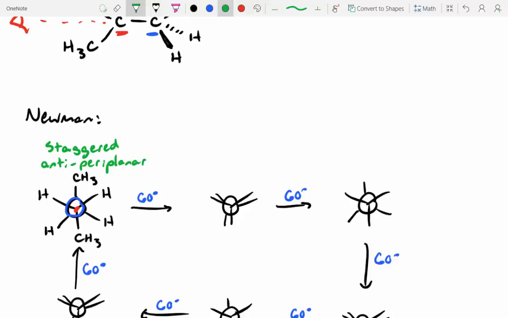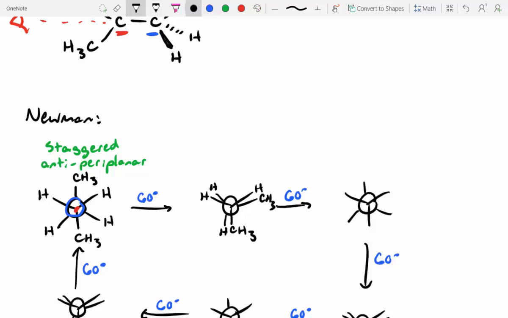Now if you notice, I'm holding my front carbon static. That means that intersection point's staying the same, and I'm just going to spin that back carbon around. If we look at it like this, I'm going to rotate it 60 degrees, and we're going to form an eclipsed conformation. I've got CH3, H and H. Now we take that CH3 that was sticking up in the back, and it's going to be eclipsed over here. We've got hydrogen and hydrogen.